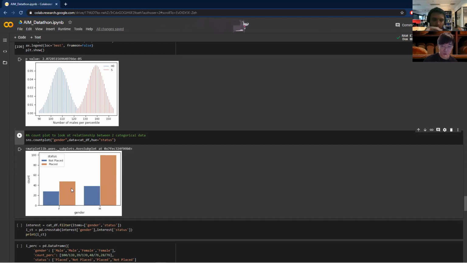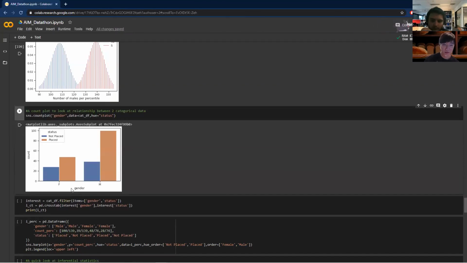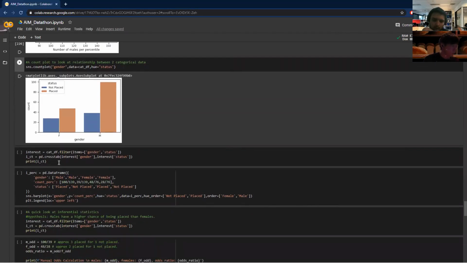And so that's why, when you're comparing, it's quite important to standardize your variables, because otherwise comparisons can be quite biased. From here, it might look like a lot more males got placed than females. But how real is that? And it also looks like more males didn't get placed compared to females. So we want to standardize to see if that is actually real.